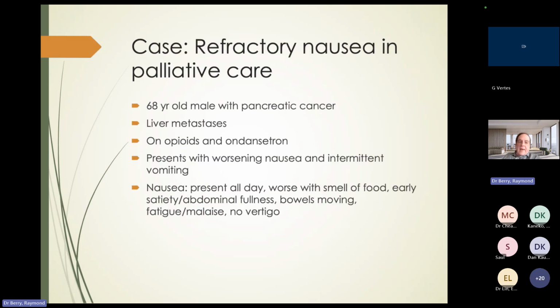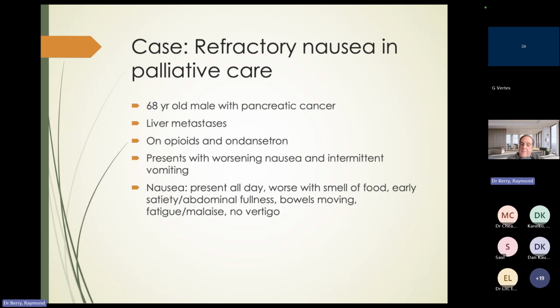So I'm just going to go through a case. This is the case that shows why mechanisms matter. A 68-year-old male with pancreatic cancer, liver mets, on opioids and ondansetron is where I saw this person. Came in presenting with worsening nausea, some vomiting. Tried to take a history, and where the history is important here, it's not just history, it's trying to find out what is the mechanism that's behind this.